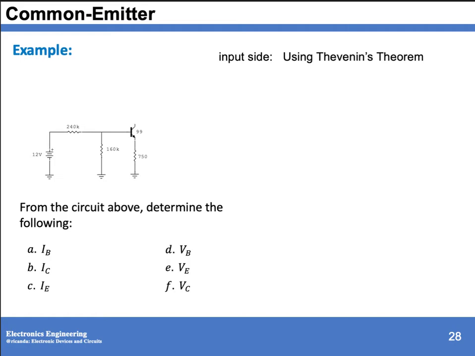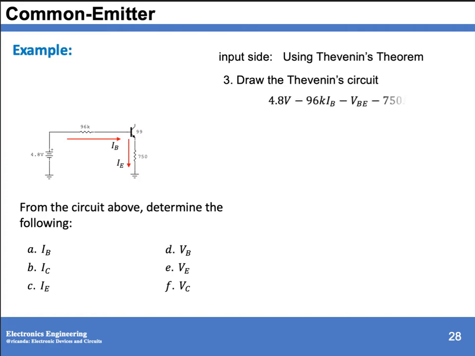In step 3, we have to redraw your Thevenin's equivalent circuit. Then we have your IB flowing to your base of your transistor from your VTH, and we have IE from your transistor going to the ground. So applying KVL, we have 4.8 minus 96K IB minus voltage base emitter minus 750 IE. Then we have to express IE in terms of IB, where IE is equal to beta plus 1 IB.